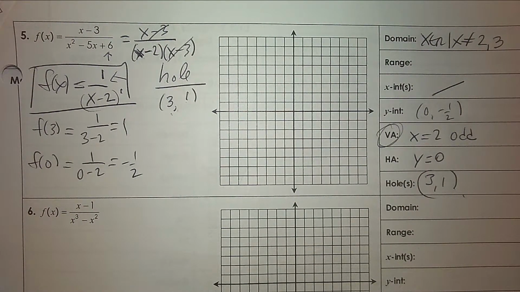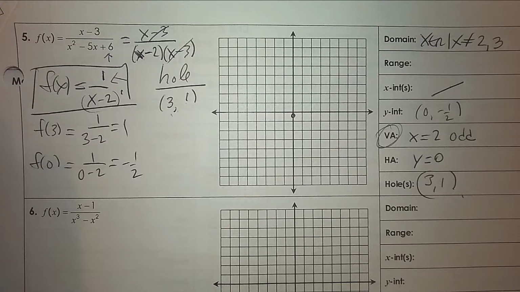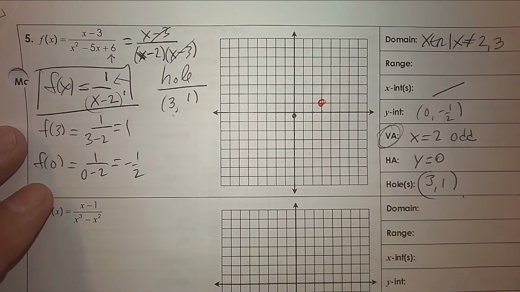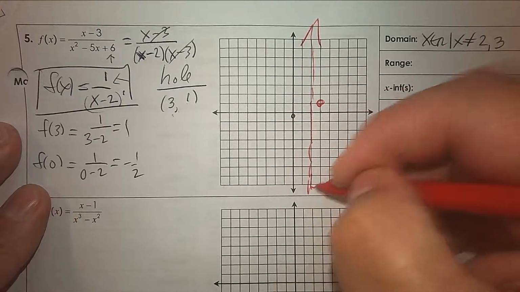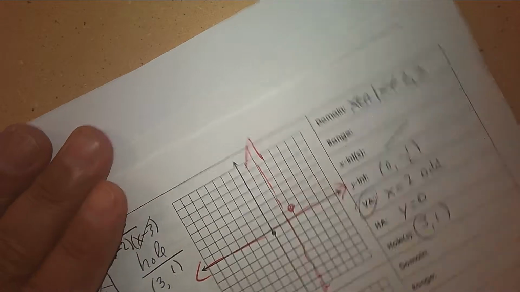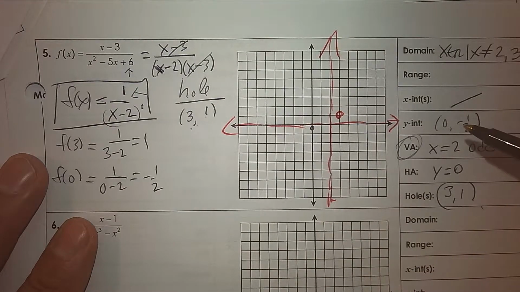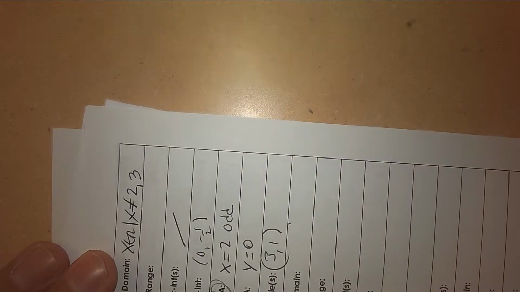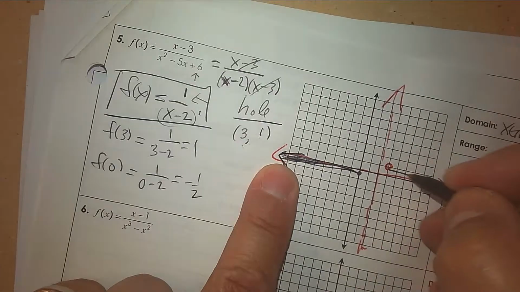We're ready to graph. So I have a point at 0 and negative a half. I have a hole at 3 and 1. I have a vertical asymptote at 2. And I have a horizontal one at 0. How many curves will this be? Because we have a vertical asymptote, we have 2 curves. And what do I know about it? Well, I know the end behavior is going to what number? So both ends are going to 0.